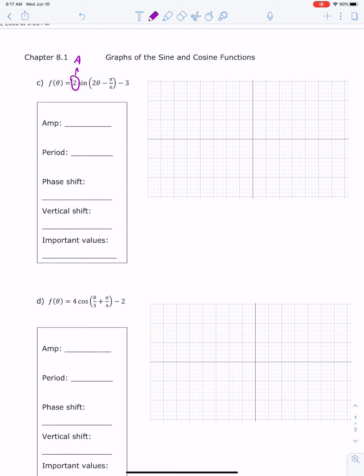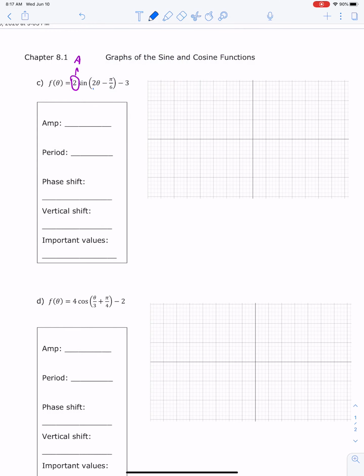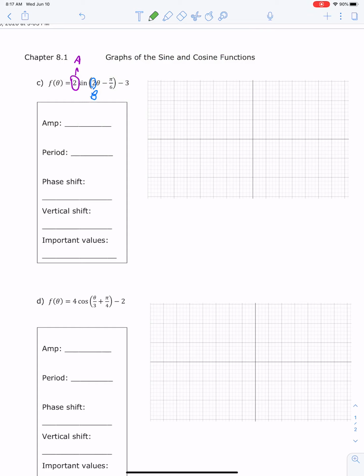where our values are. So A is that multiplier out front. B is attached to the input or multiplied by the input. Having trouble with my grown-up words. Here's our C. Notice this one is set up so it's 2 theta minus C, so that C is pi over 6. And then here is the D.